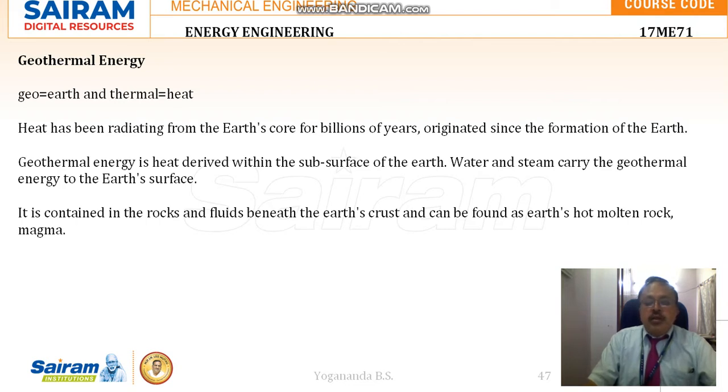Water and steam carry the geothermal energy to the earth's surface. This geothermal energy is contained in the rocks and the fluids below the earth's crust. That fluid is called molten magma, the earth's hot rock, which is in a molten state.